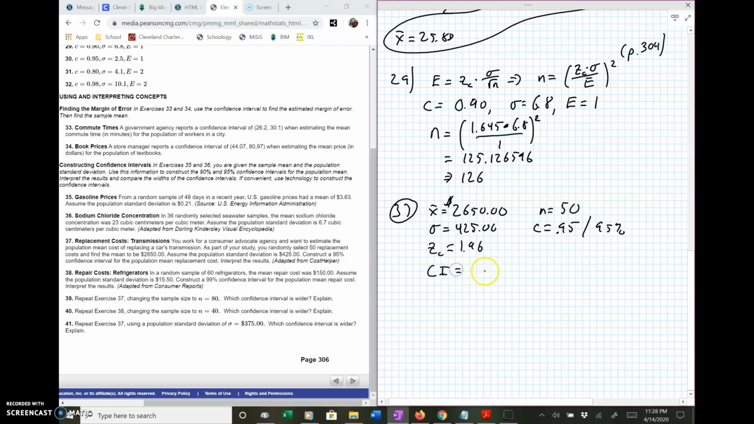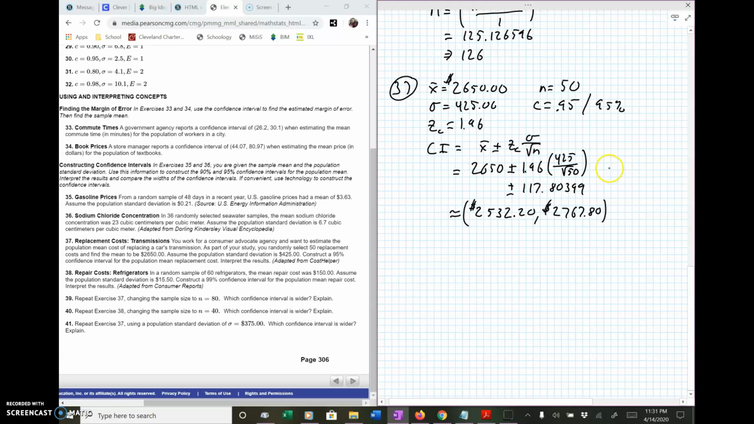Our CI is going to equal the mean plus or minus the margin of error, the Z critical value, times the standard deviation over the square root of n. Just going to slap in my numbers here. This is pretty mechanical. 2650 plus or minus 1.96, and then we've got 425 over, what is it, square root of 50, and it's time to go to the calculator.